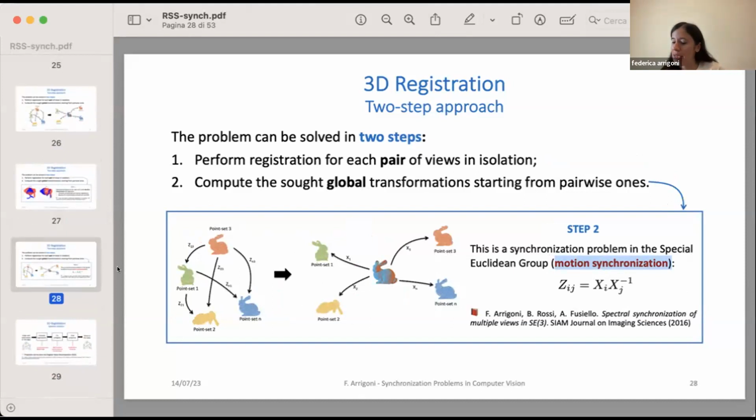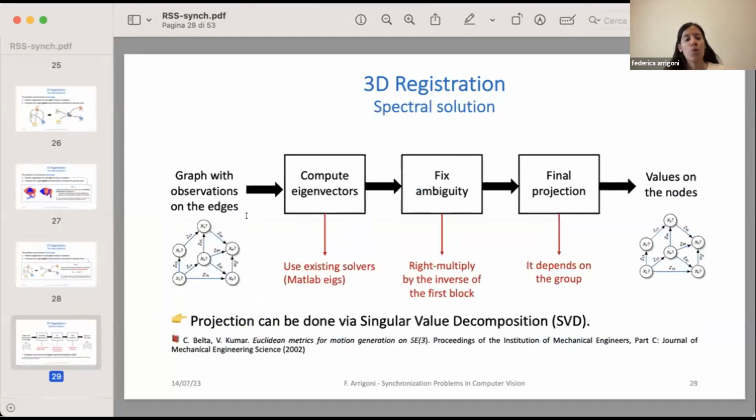Hence, also in this case, we can solve 3D registration using the spectral method. We first solve many independent registration problems between two views in order to produce our input graph with these relative transformations on the edges. Then in order to recover the absolute transformations, we proceed as before, computing eigenvectors, fixing the ambiguity, and then the final projection. In this case it is done similarly to rotations using singular value decomposition.